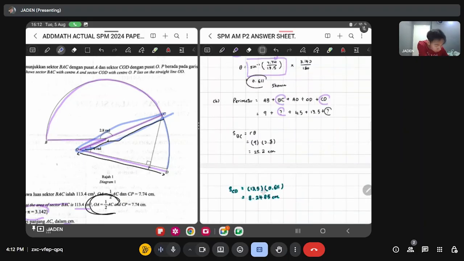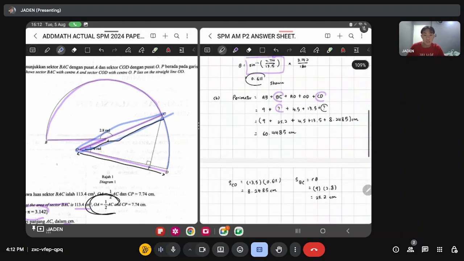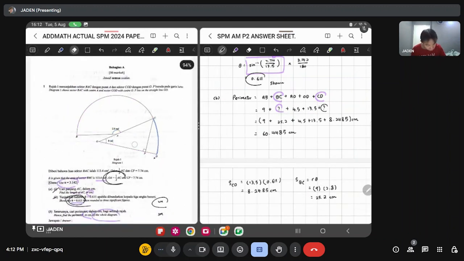Let me just put this down a bit. Okay, so we can complete the equation here. 9 plus BC is 25.2. This is 4.5, 13.5, and 8.2485. Okay, everything here is in cm, so don't forget the unit here. And then you will end up with 60.4485 cm. Okay, that is actually how you're going to get your perimeter of the whole diagram. There you go.